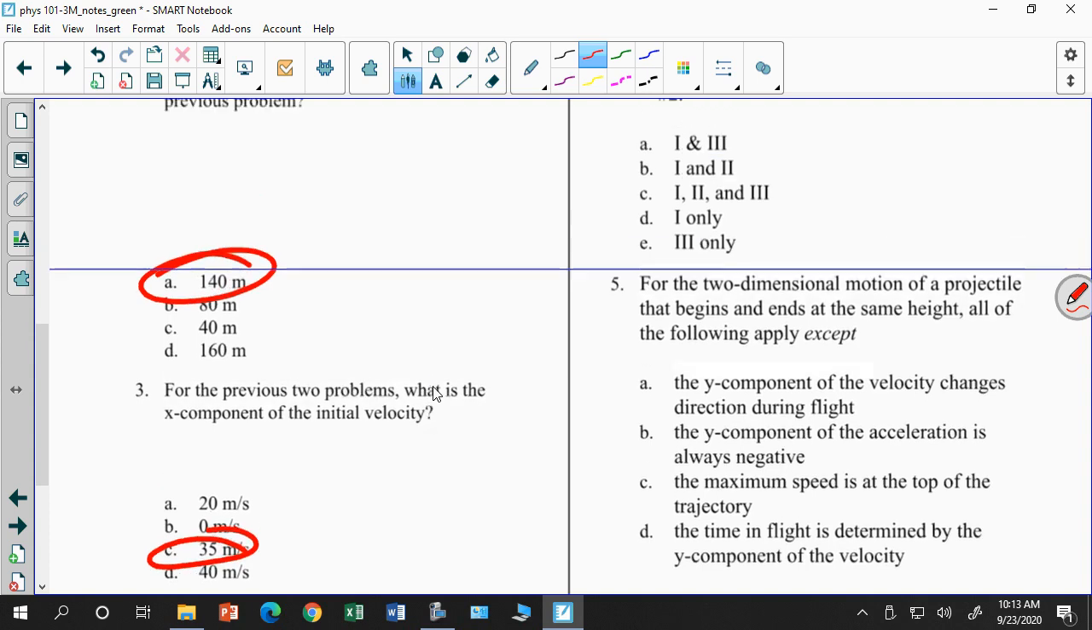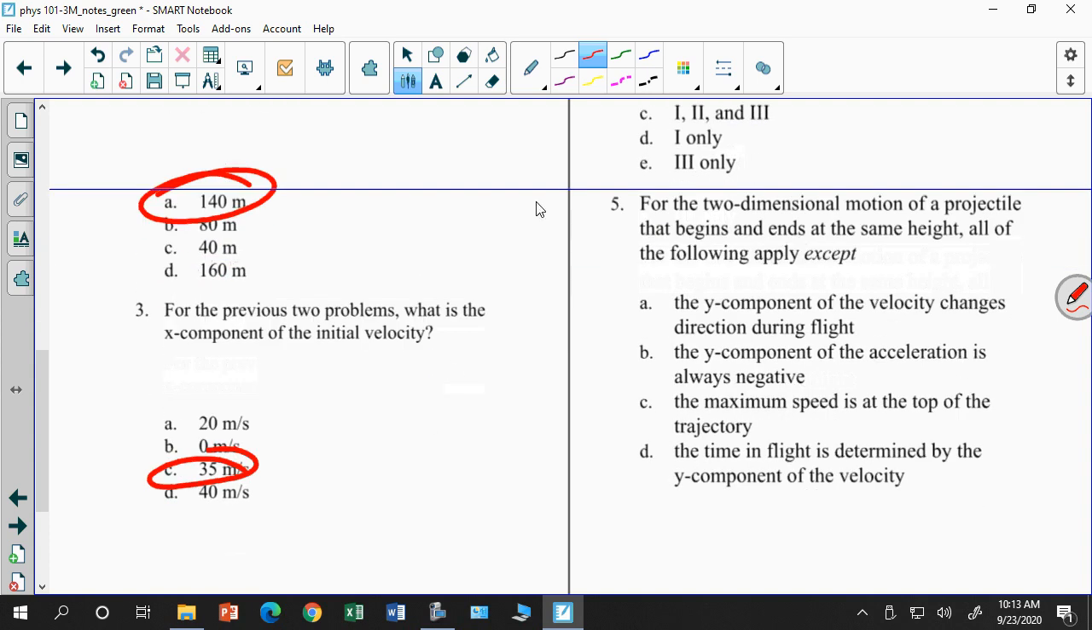All right. Let's look at a conceptual question like number 5. Definitely going to have a question like 1, 2, and or 3. A couple questions like that. Number 5 asks, for the two-dimensional motion of a projectile that begins and ends at the same height, all of the following apply except which of these? The y component of the velocity changes direction during flight. True? Is that a true statement? Remember, the y velocity starts out big, gets smaller, goes to 0, goes negative, and gets bigger in the negative direction. Does it change direction during the flight?